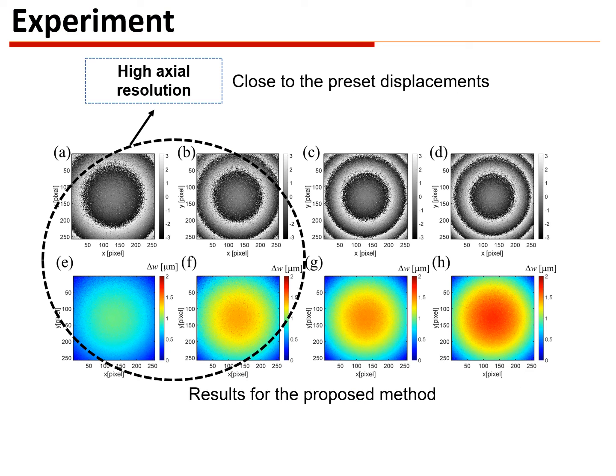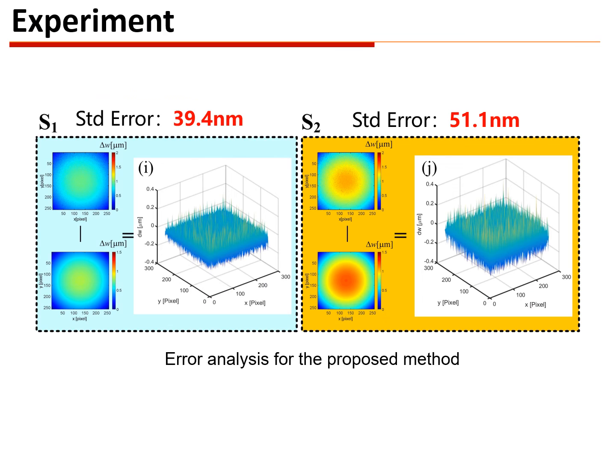Here is our proposed method's results, and we can see all the displacement fields and the reference results are close to the preset values, and especially the missing spectra are restored and show that the high axial resolution is obtained. D is the error analysis for the proposed method, and we can calculate that the errors are around 50 nanometers.